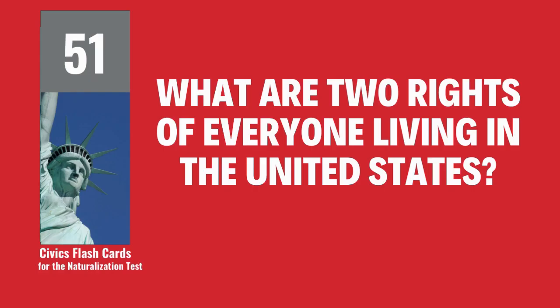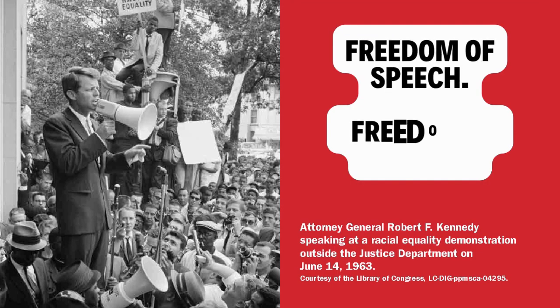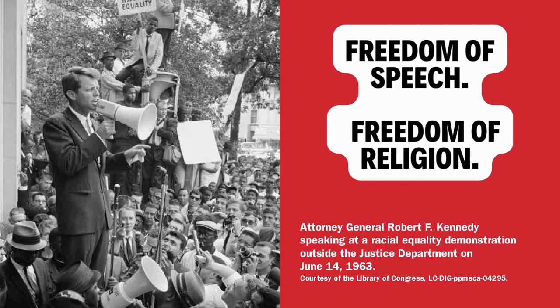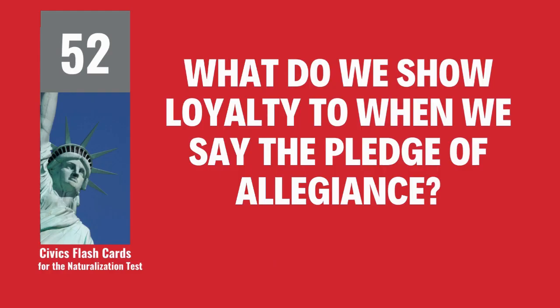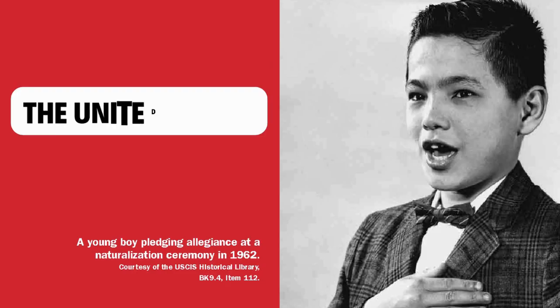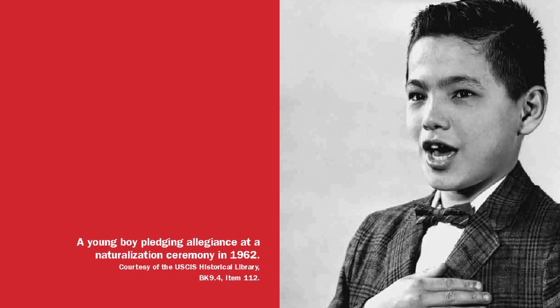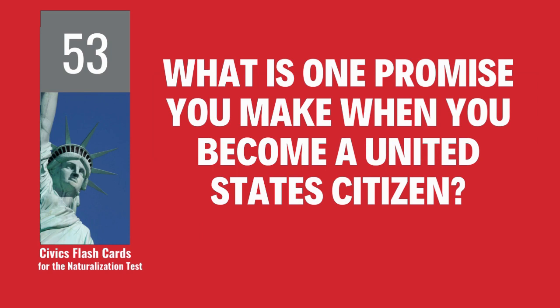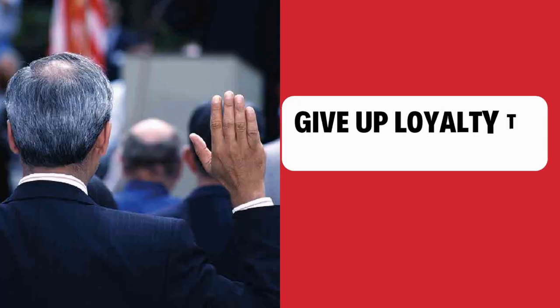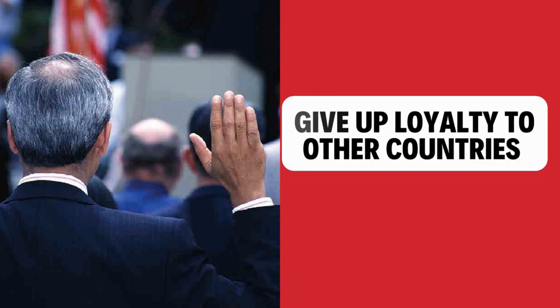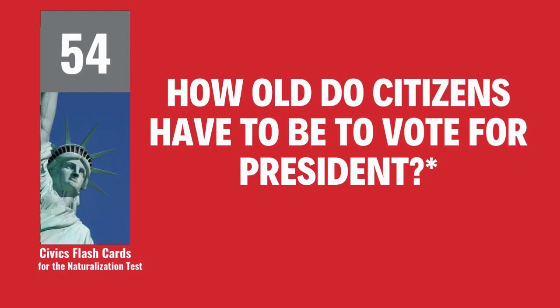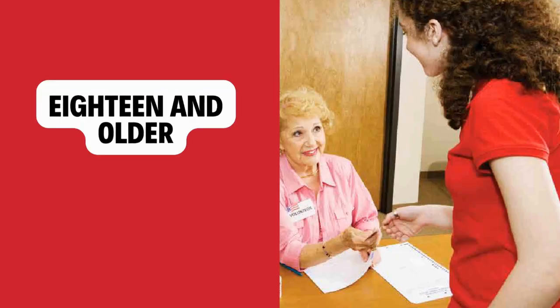What are 2 rights of everyone living in the United States? Freedom of speech. Freedom of religion. What do we show loyalty to when we say the Pledge of Allegiance? The United States. What is one promise you make when you become a United States citizen? Give up loyalty to other countries. How old do citizens have to be to vote for president? 18 and older.